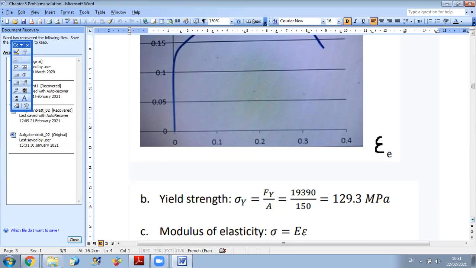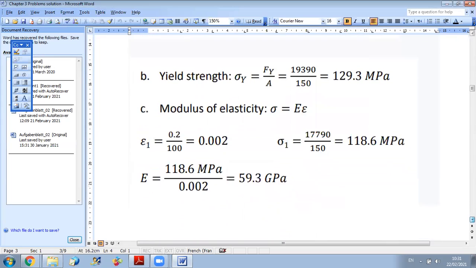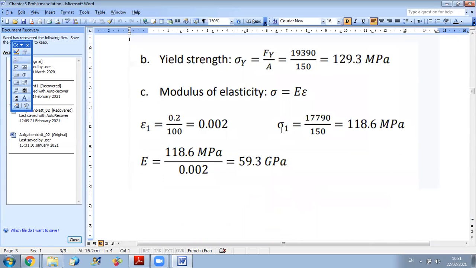Now, for the modulus of elasticity, as I said, they considered one point in the elastic region, which is 0.1. So we can simply divide sigma 1 by epsilon 1. We get the value of the modulus of elasticity. And here, since they used the value in megapascal, they get 59.3 times 10 to the power 3 megapascal. And if you remove times 10 to the power 3, you put gigapascal. Okay?